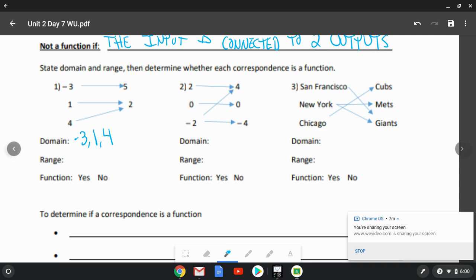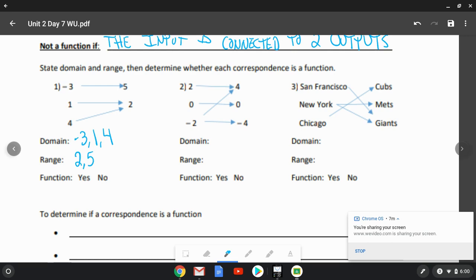And my range are all my outputs. So that's what these are going to. If it's in numerical order, I see a 2 and then a 5. So those are my two different numbers that I have. So now, is this a function? Is every input connected to an output? Well, -3 is connected to 5, 1 is connected to 2, and 4 is connected to 2.